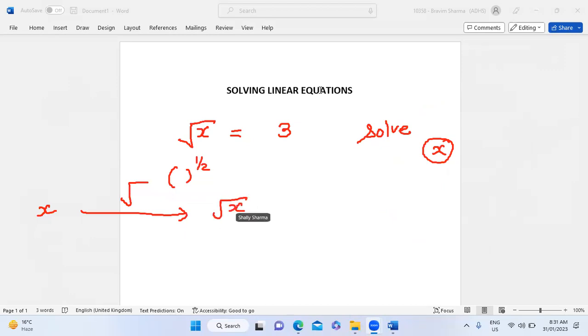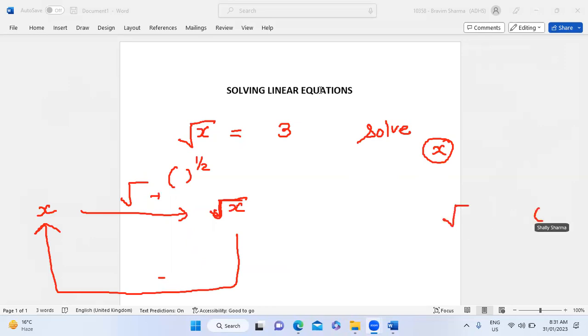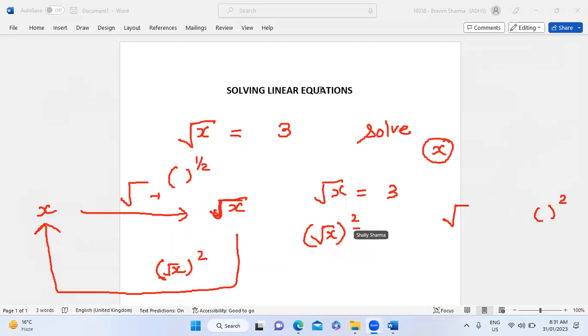Now, I have to go back to x. So what is the opposite of square root? Like see, before it was plus, so we were doing minus. Now, opposite of square root is square. So I will do the square of this square root of x and I will be getting back to x. So what I need to do is apply the operation of squaring on both sides. Square and square root get cancelled. So we will be getting x and that is 3 square, which is 9.